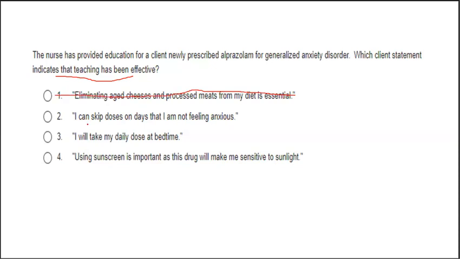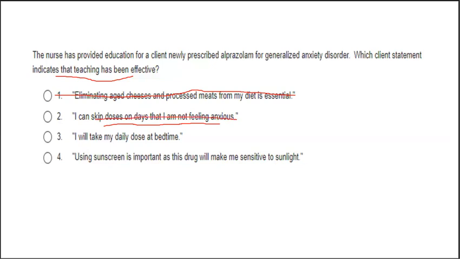How about option 2? I can skip doses on days that I'm not feeling anxious. Again, a benzodiazepine should never be stopped abruptly. We talked about that. Instead, you want to taper it gradually to prevent rebound anxiety and that withdrawal reaction that will be characterized by increased anxiety and confusion. So again, we don't want to stop our benzodiazepine abruptly. So I'm going to also eliminate this.